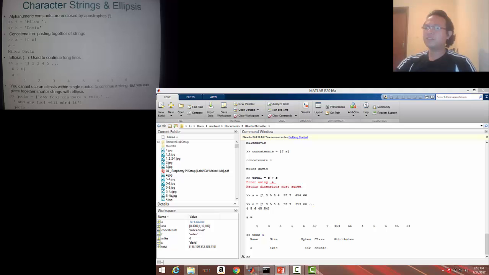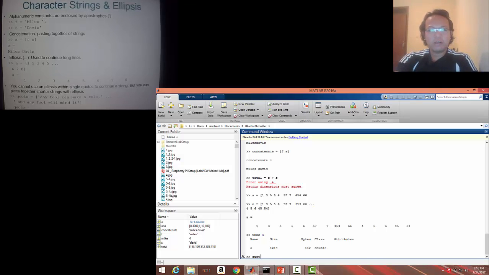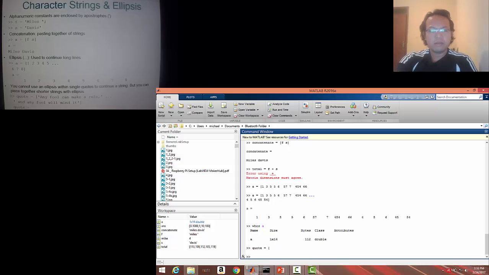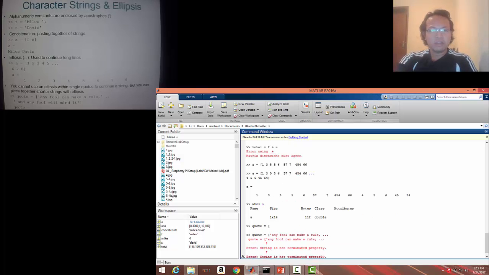But for characters, you cannot do like this. Okay, I will show you to make it easier to follow. Code is equal to, let's say, sorry, I made a mistake, equal to, let's say, this is an array, I mean a character: 'Any fool can make a rule', and then I will hit enter. That is wrong. Okay, you cannot do that.